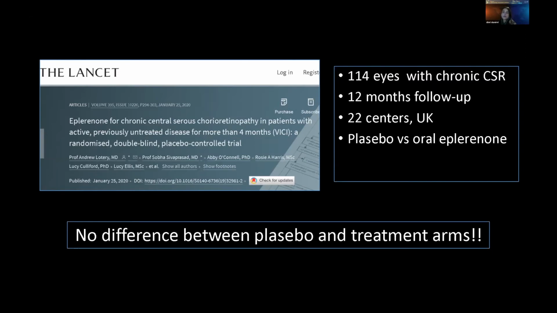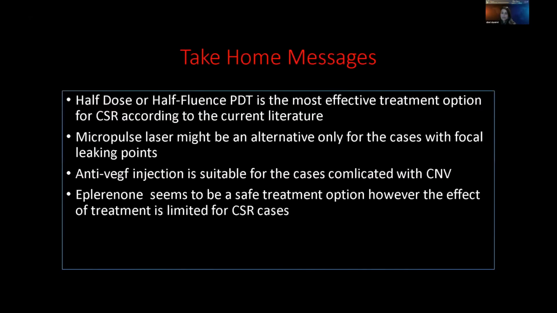A prospective randomized trial of maybe spironolactone is required in order to exclude the potential relevance of mineralocorticoid antagonism in the treatment of CSR. As a summary, half-dose or half-fluence PDT is the most effective treatment option for CSR cases according to the current literature. Micropulse laser might be an alternative only for the cases with focal leaking points. Anti-VEGF injection is suitable for the cases complicated with choroidal neovascularization. And eplerenone seems to be a safe treatment option. However, the effect of it seems limited for CSR cases.